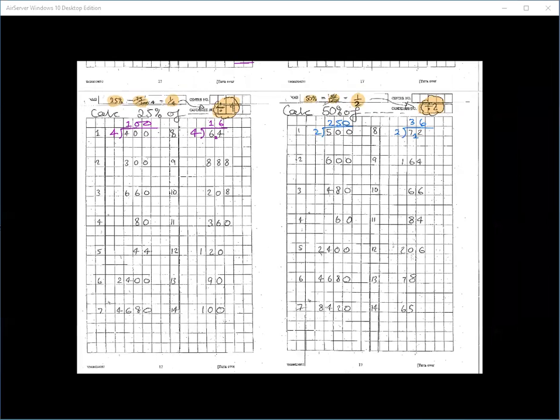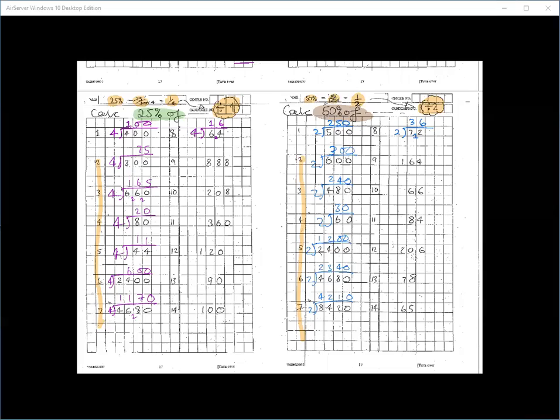Okay, that's lovely. Let's do some questions. So let's have a go at these. Remember, it's 25% on the left-hand side, and it's going to be 50% on the right-hand side. So off you go. Do the highlighted questions for me, please, while I pause the video.